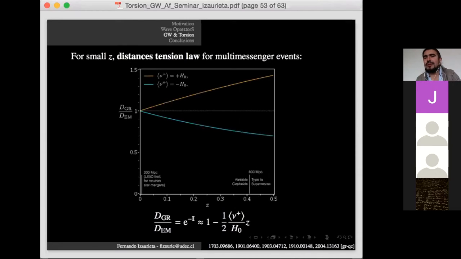If we could have further multi-messenger measurements, then we could constrain torsion much more strongly. For instance, LISA is supposed to be able to measure events even to zeta equal 0.1. So it will provide a far better constraint for torsion.